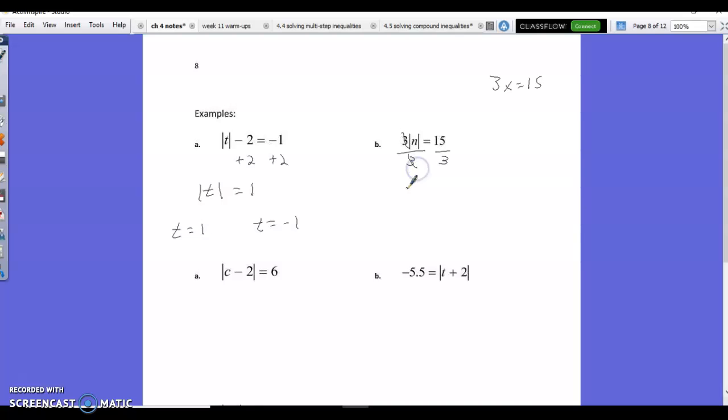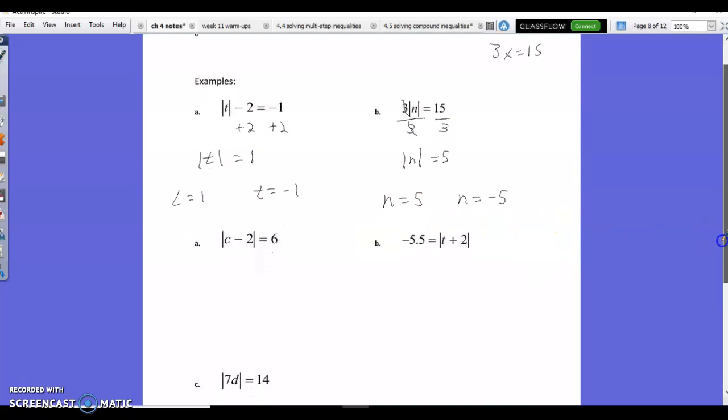These divide out, leaving me with the absolute value of n equals 15 divided by 3, which is 5. So again, as we get to this point, now we set it up: n equals 5, n equals negative 5. One with the positive value, the original value like you see, and one with the negative value. And we are done for that point. There is no final step because we don't need to solve for any of this.